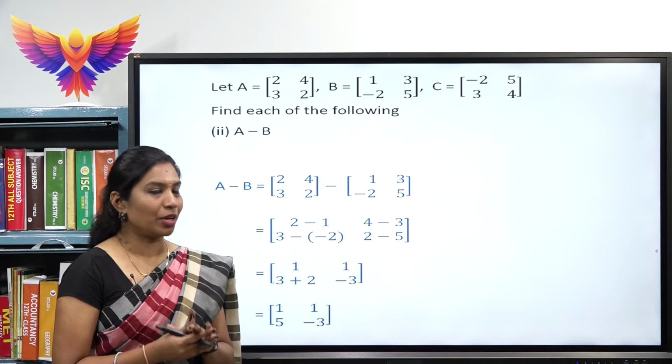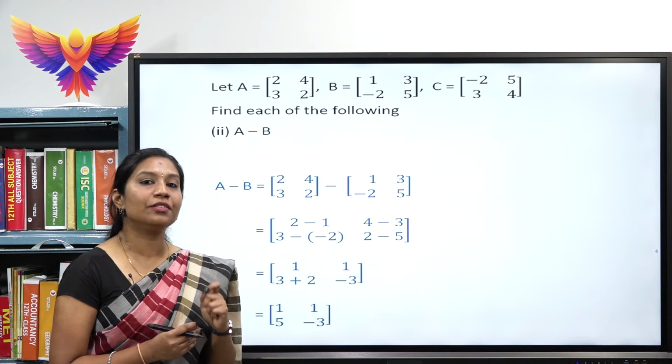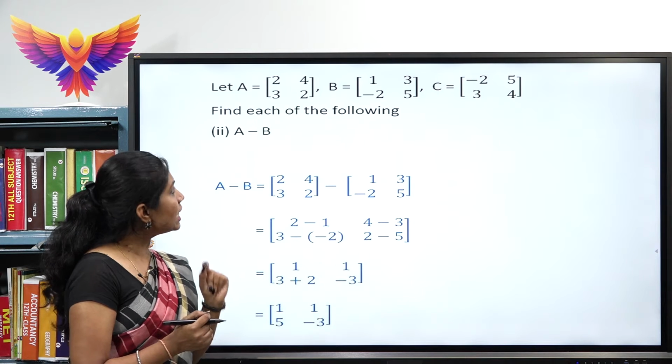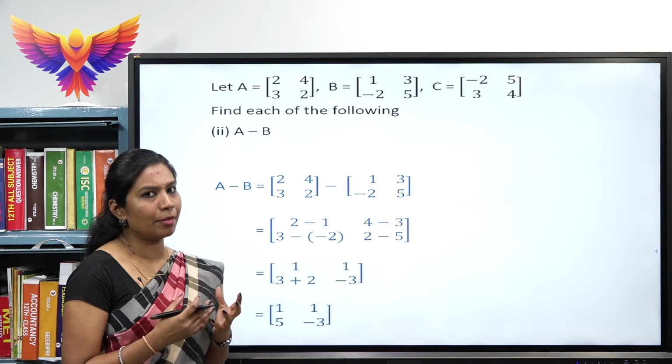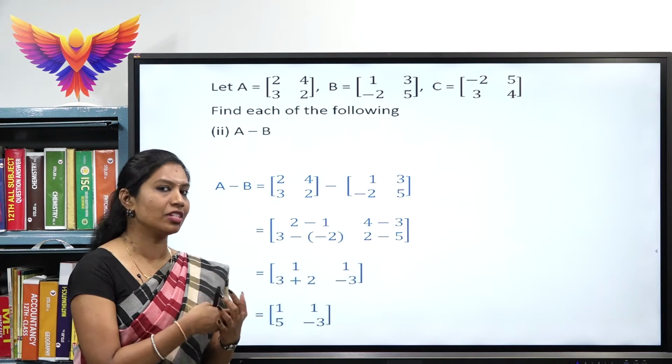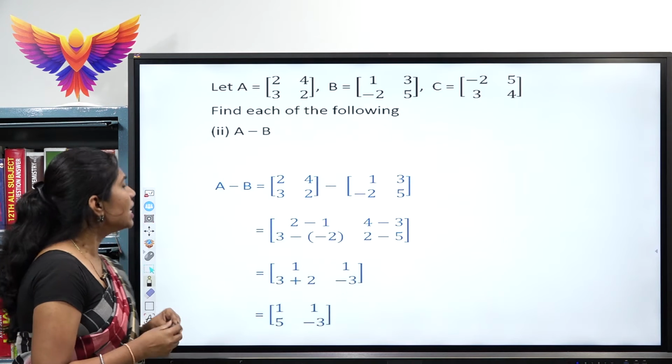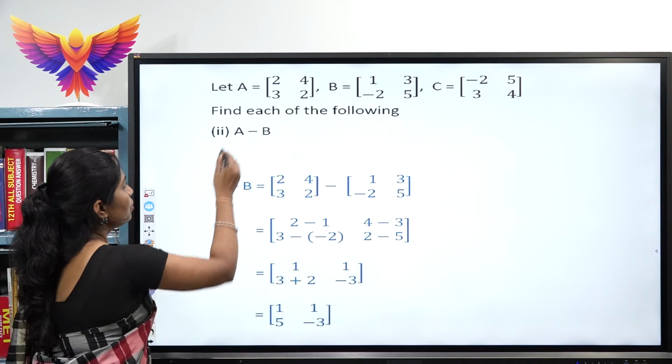We have the next question where we are supposed to find out the difference of the matrix, that is A minus B. Here we have the same elements just like in the previous question, but the only thing is we are supposed to find out what is A minus B. Same procedure.